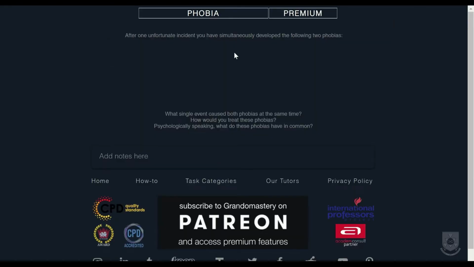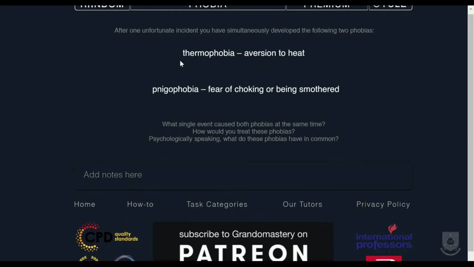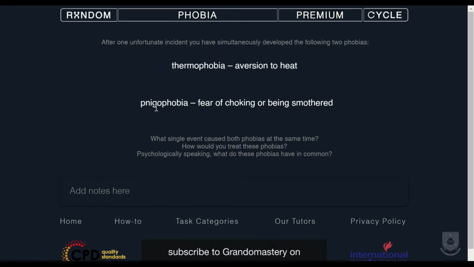Phobia. Two phobias at the same time. Something happened and now here you go. You have two phobias. This is thermophobia and, well, I guess nigophobia, a fear of choking or being smothered. Well, I haven't heard of this before, but apparently you had some heat issue and maybe the heat in some sauna was choking you, and then you of course have to think how to treat these phobias. Well, never to go to saunas again.